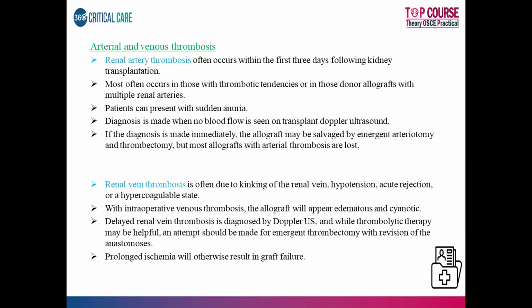Okay, so when you make the diagnosis, the immediate thing which you do is you have to do an emergent arteriotomy and thrombectomy. Okay, but most allografts with arterial thrombosis are usually lost. So it is a very emergency situation. So if you see there is a thrombosis, you have to do the thrombectomy.